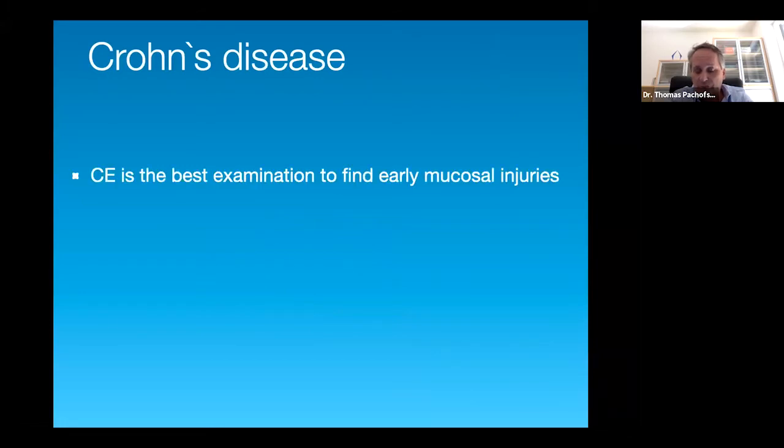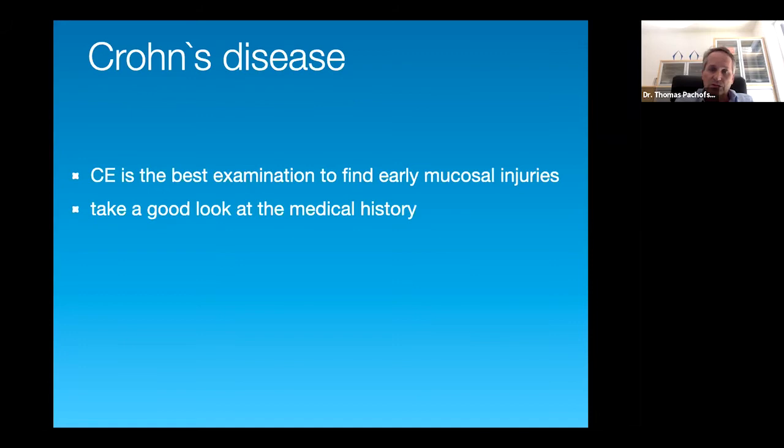So for me, capsule endoscopy is the best examination to find early mucosal injuries. And we have to find the early mucosal injuries. You don't have any benefit if you have a severe inflammation, if you have scarring in the small bowel. We have to treat our Crohn's patients in the early stages, when we can reduce the risk for fistulas, reduce the risk for stenosis. And that's why we have to find those early mucosal injuries.